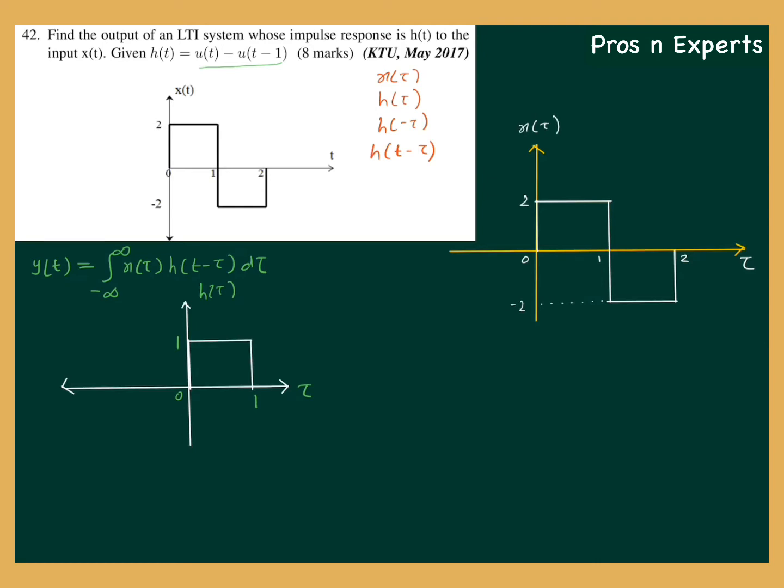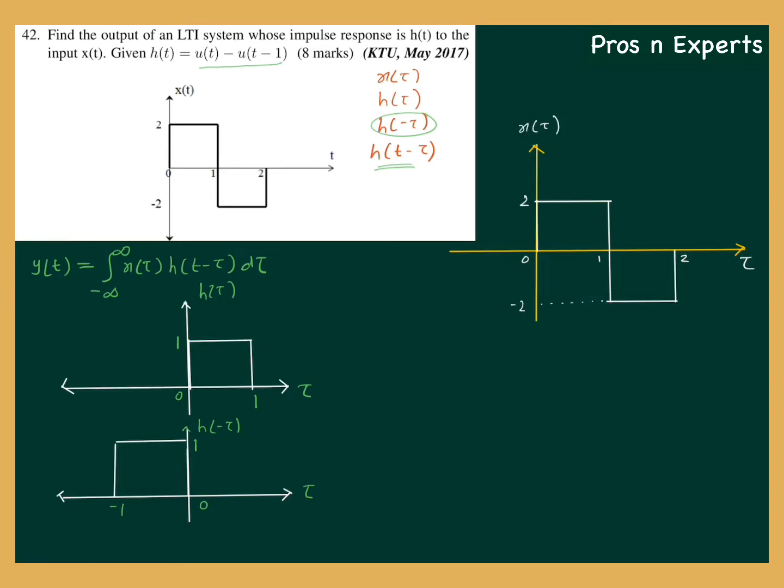Now our next aim is to find h of minus tau. Then only we will get h of t minus tau accurately. So next I will draw h of minus tau. This is h of minus tau, by time reversing h of tau, so this 1 comes to minus 1. The amplitude is unchanged because it is only a time operation. Amplitude will never change. So this is h of minus tau.